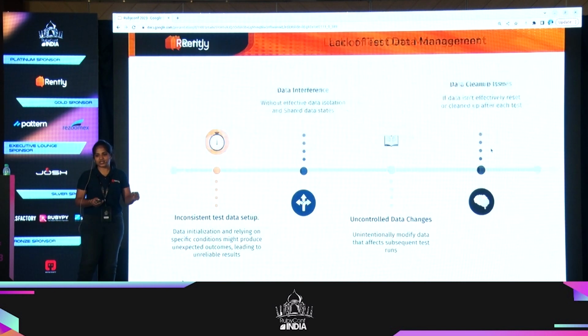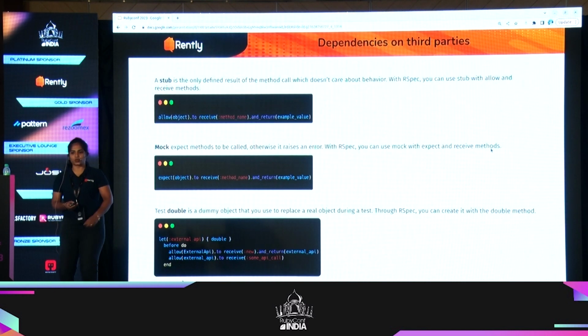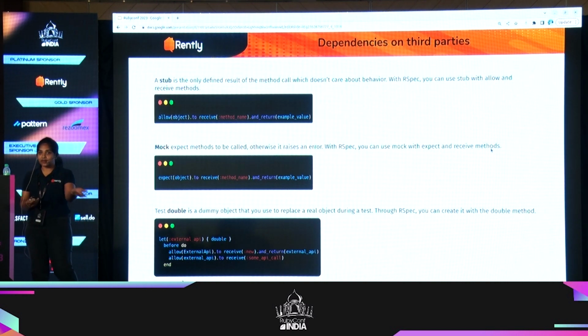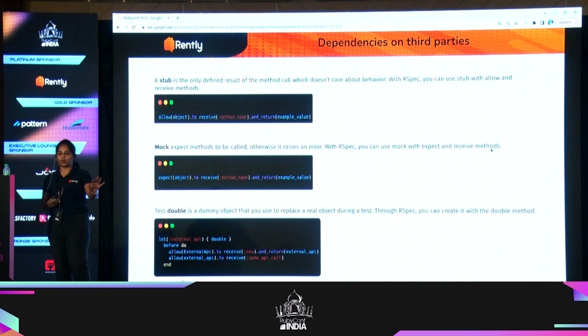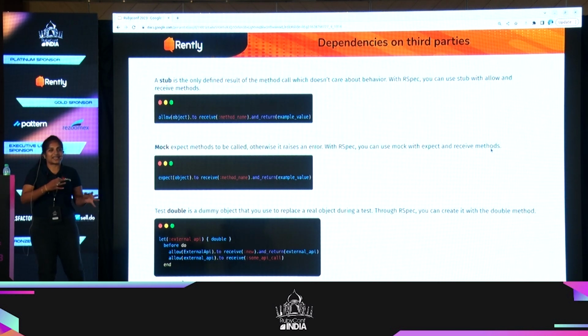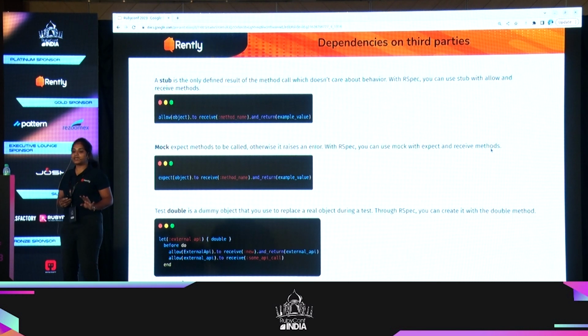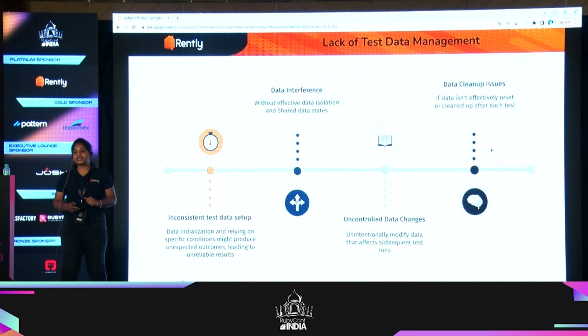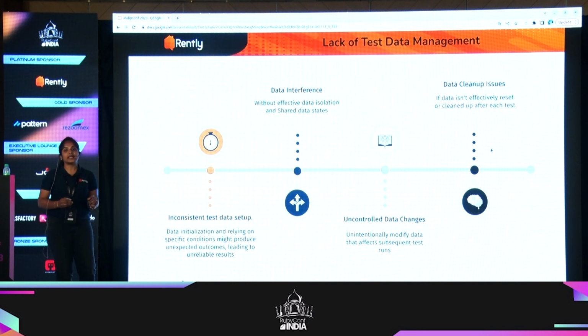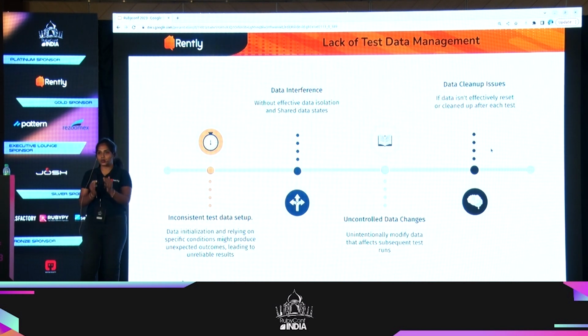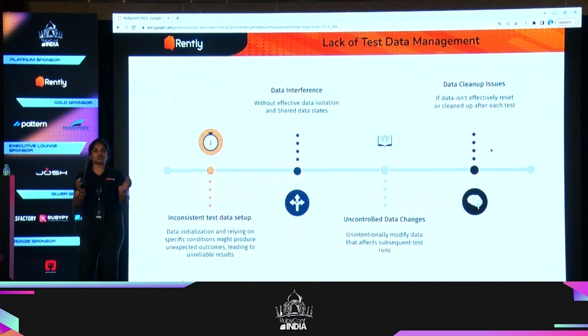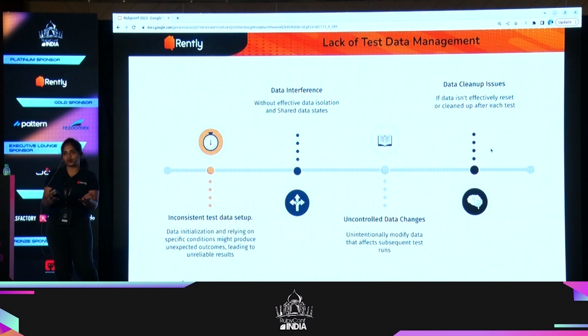There are just a few differences between these. A stub doesn't look into the behavior of your method and just stubs the outcome of it. A mock just expects the method to be called. And a double is an empty object that is used to replace the real object. These are the examples I have provided of how you can mock your third-party requests. And last is lack of test data management, which is more important. It is advisable to create the data based on your request or the test case that you write, wrapped in the scope of your test cases.